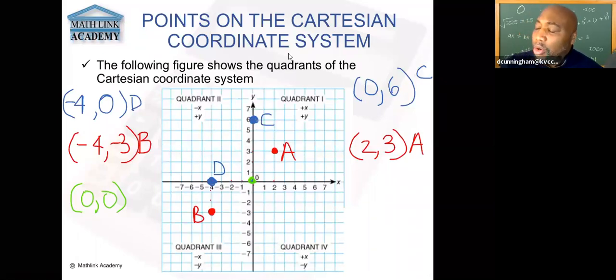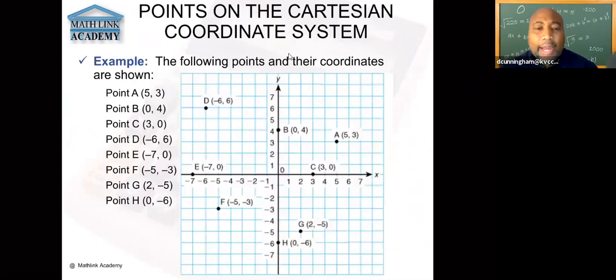Our next slide will show some points, and you can pause and see how we got those points. These are the following points of these coordinates. Notice we label A, B, C, D, all the way up to H, and it shows you where they're located.